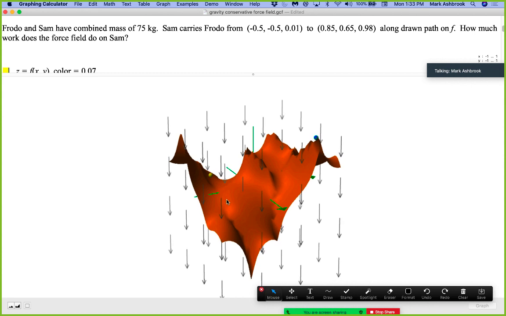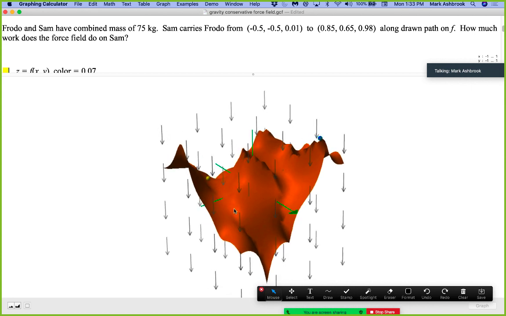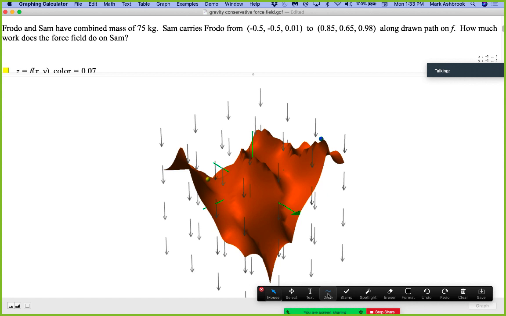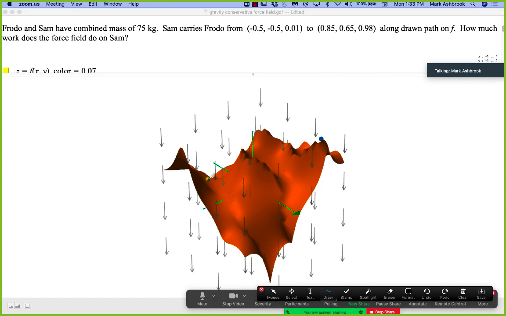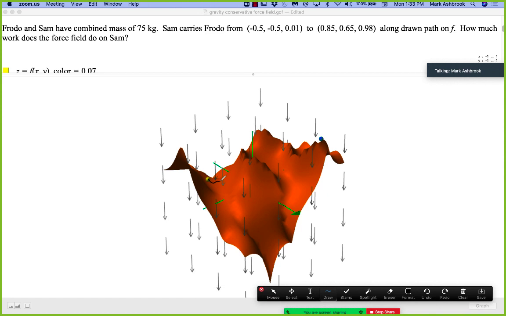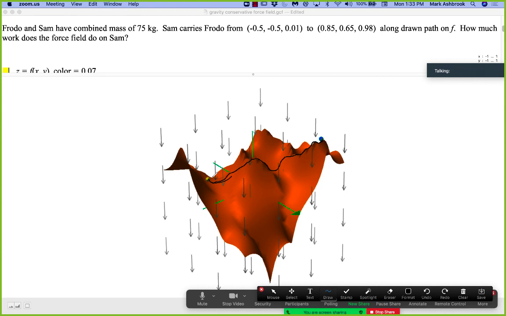It's a treacherous journey. So something like this. So here they go. And here they're making their way, and our hero, Sam, says, "I can't carry the ring, Mr. Frodo, but I can carry you." And so they're going to make this path from point A to point B, so they can toss the ring and save Middle Earth.